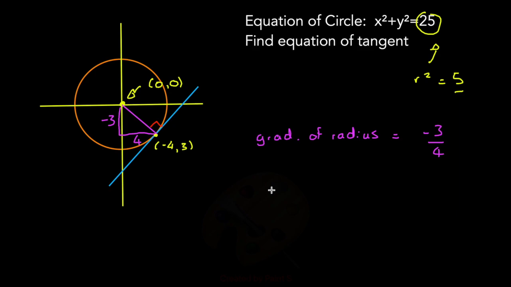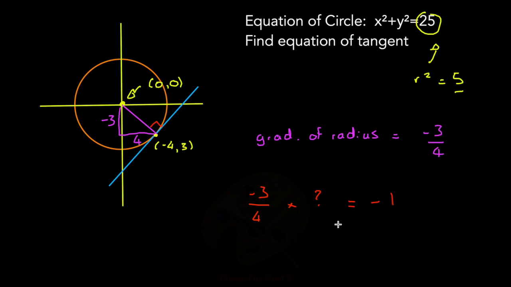Now the two lines that are perpendicular, the radius and the tangent, have to have gradients that multiply to give -1. And because we've already found the gradient of the radius, -3/4, we can use this fact to find the gradient of the tangent. So -3/4 times something, where the something is the gradient of the tangent, is equal to -1. Now we could just divide -1 by -3/4, but that's a bit long. So let me show you a simpler way.